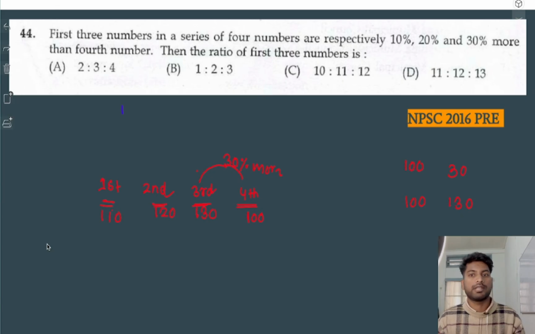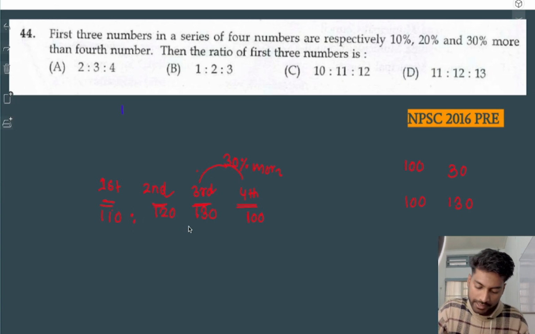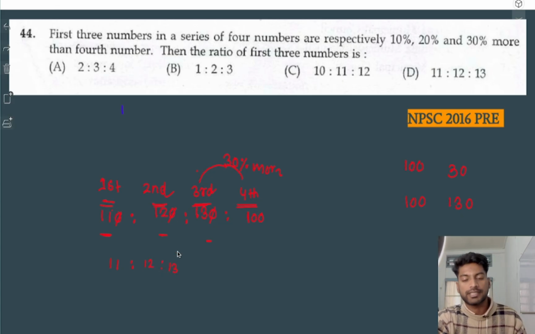Okay, so you got all the numbers, but these are in ratio. We can give the ratio sign because these are not the actual numbers, we just assumed. So they're asking the ratio of the first three numbers. What are the first three numbers? 110, 120 and 130. Eliminate the zeros. So your answer is 11 is to 12 is to 13. It's an easy one. Chalo, next question.